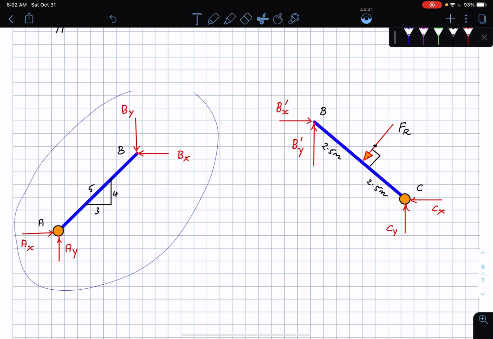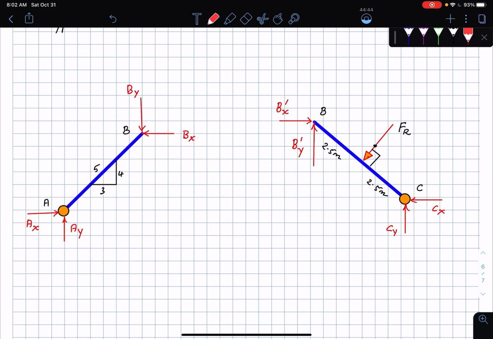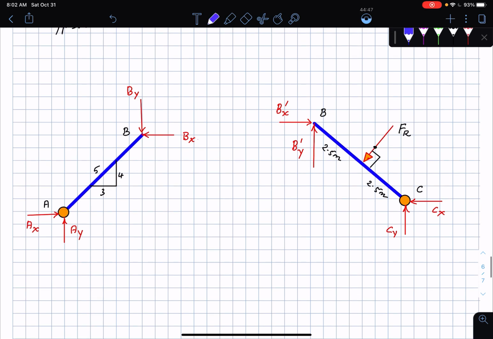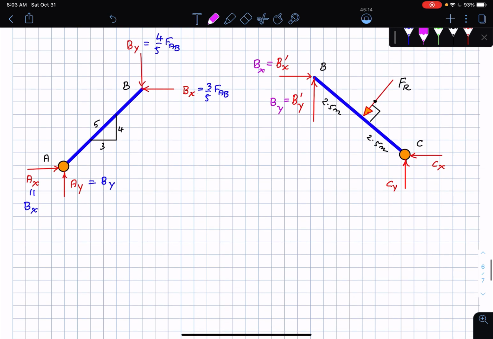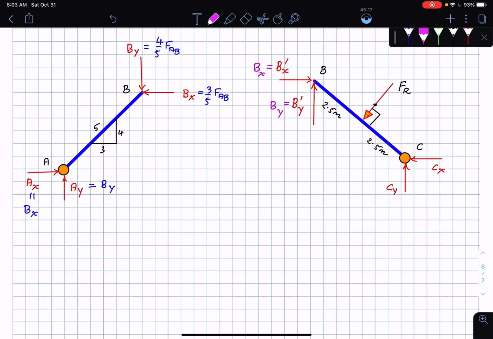I automatically can see that these two are the same. First of all, we made a conclusion that BY was 4/5 FAB and BX was 3/5 FAB, and I also know that AY is the same as BY and AX is the same as BX. But then I also came up with a conclusion that BX prime is the same as BX and BY prime is the same as BY. So I don't need to mark them as two different sets of forces. I can directly say, instead of BX prime and BY prime, I can just call them BX and BY. There is no harm done.